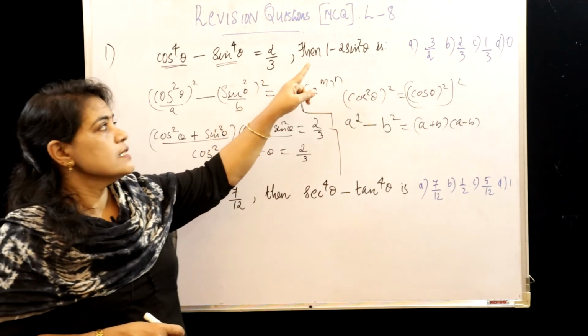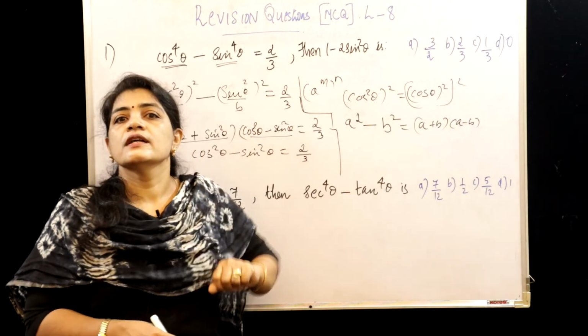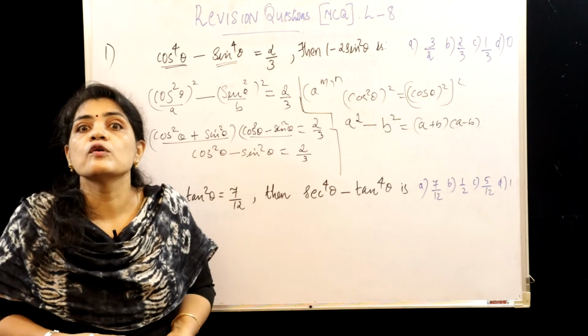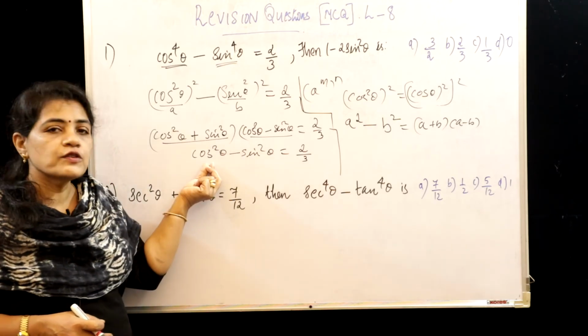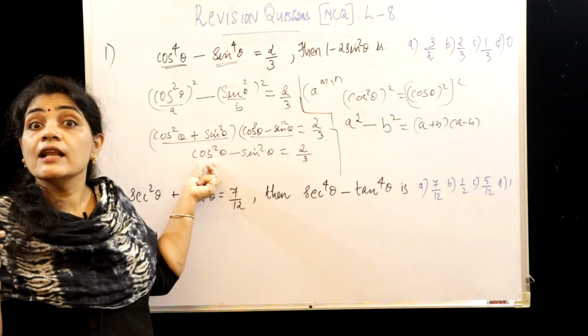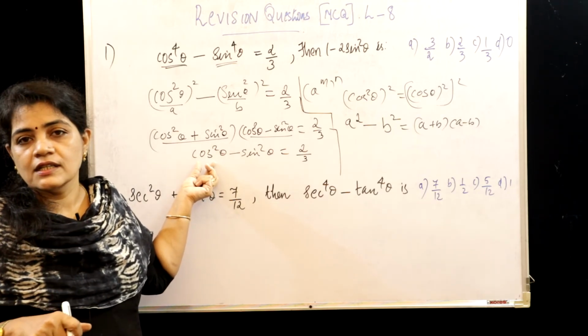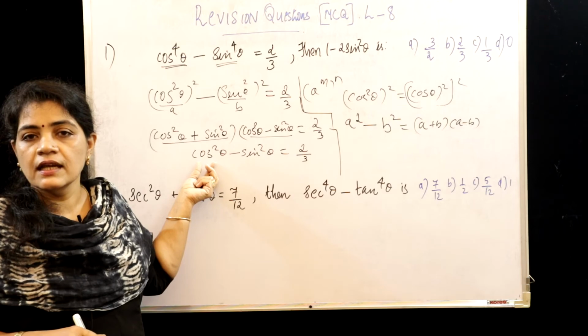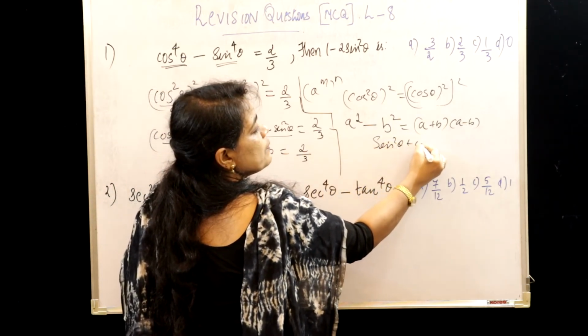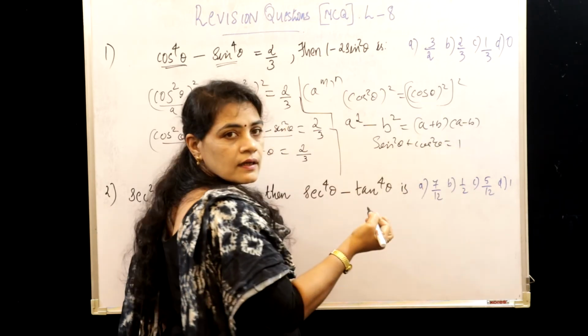But what is asked, children? 1 minus 2 sin square theta. We need 2 sin square theta and we don't want cos square theta, but after simplification we have cos square theta. How can this cos square theta be eliminated? With sin square theta, because of the first identity. See children, sin square theta plus cos square theta equal to 1.